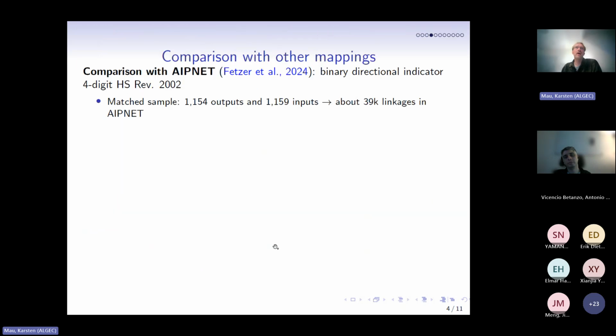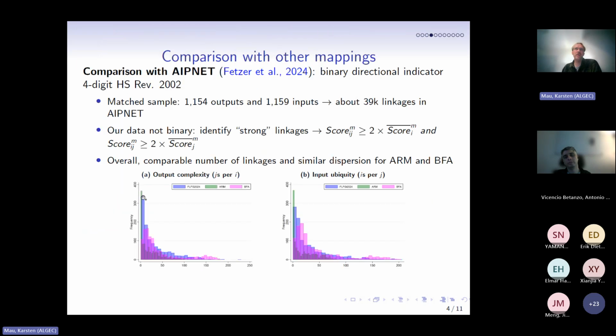So let's see if we have that here. We see some similar distributional properties. The BFA, this is our approach in pink, and then the blue one is the AIPNet one. So there are some similarities, but also some differences in terms of product complexity or input ubiquity. We get similar levels of sparsity in the network, but it's certainly not the same that we obtain with our method compared to what they obtain with their approach.